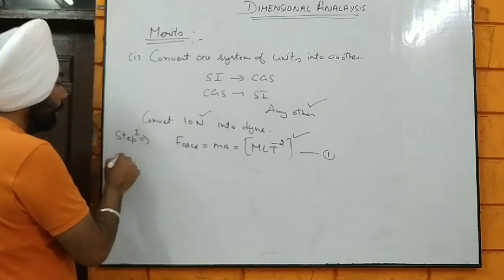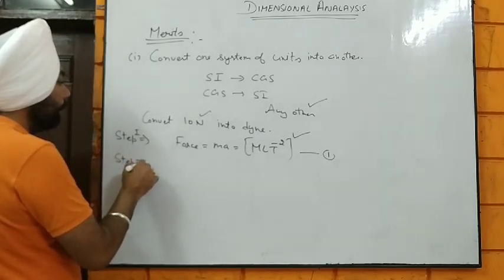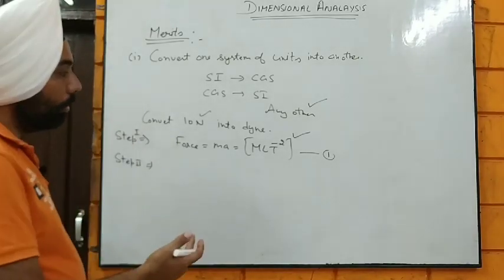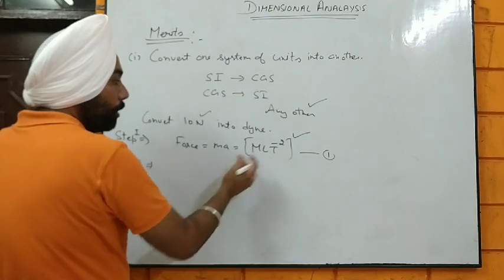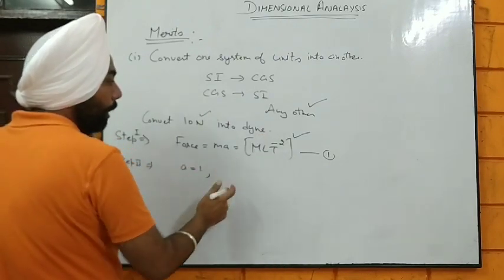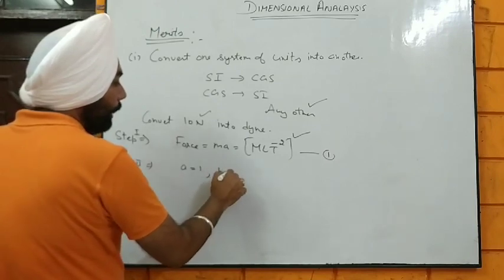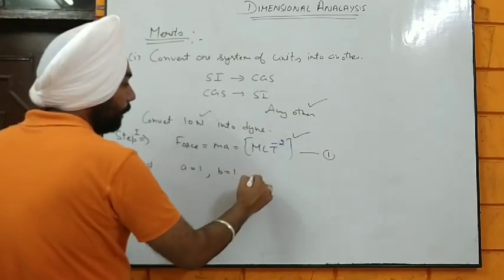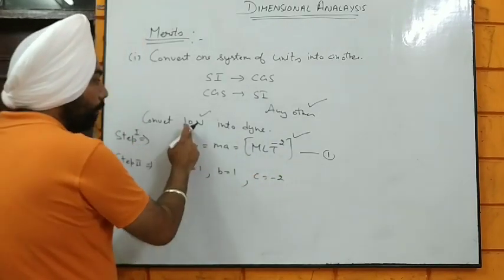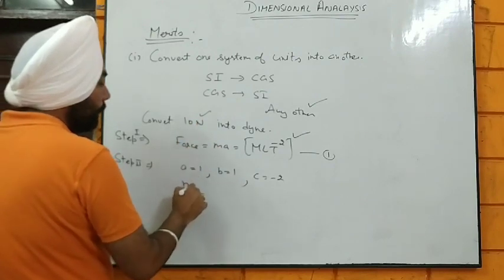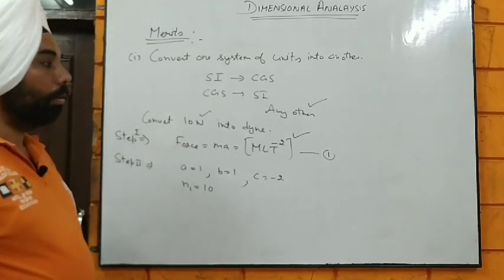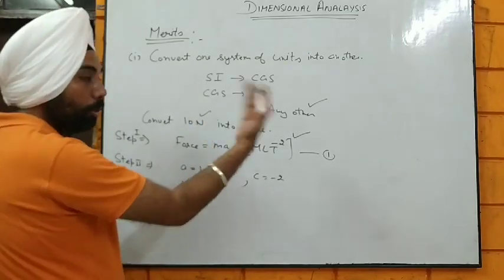Now step 2, which is very important: how we can convert one system into another. With the powers of the dimensional formula, a is equal to 1, the power of M, b is equal to 1, the power of length, and c is equal to minus 2. Now we have to convert 10 Newton, which means the value of n1 is equal to 10. Now we can have a shortcut formula.